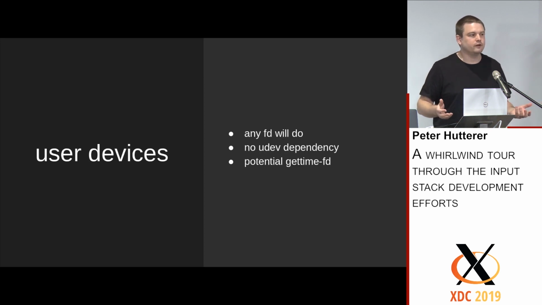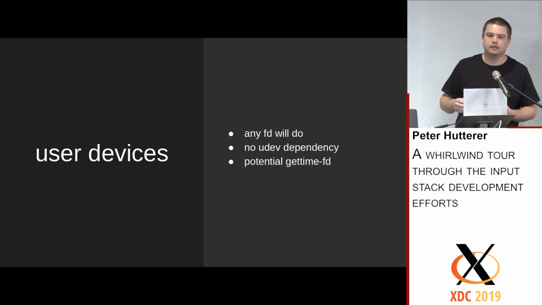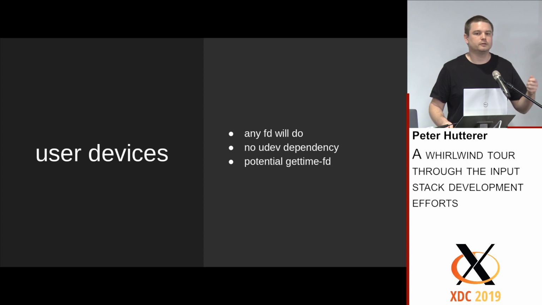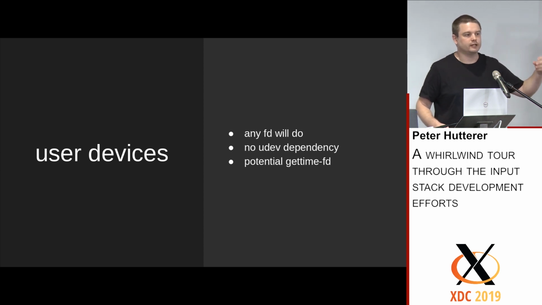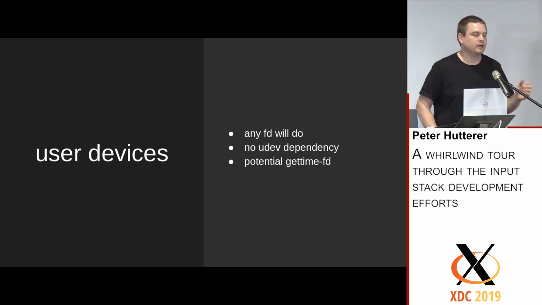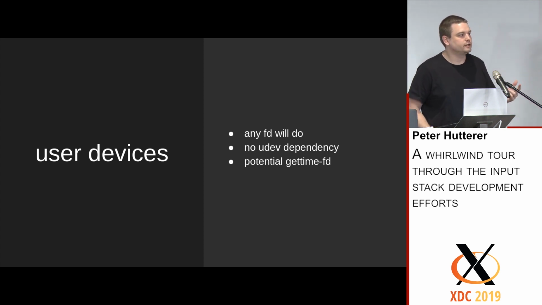So the advantage of the user devices, and this is the main reason why I'm working on this, is that any file descriptor will do. Instead of having an actual event node behind it, libinput only cares that the file descriptor that you pass it speaks evdev. So you need to describe what is behind that because we can't run the ioctls on it, but libinput doesn't care otherwise. And that opens up a whole bunch of interesting use cases.